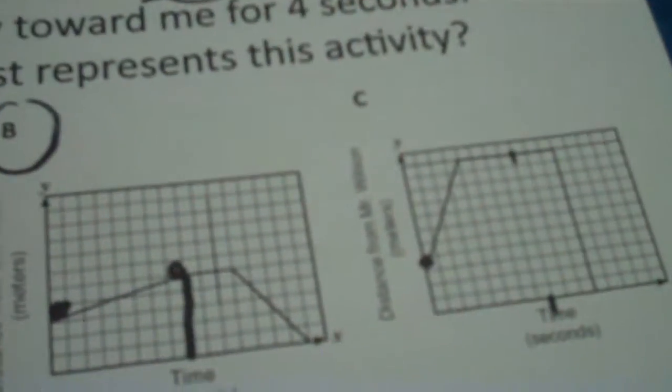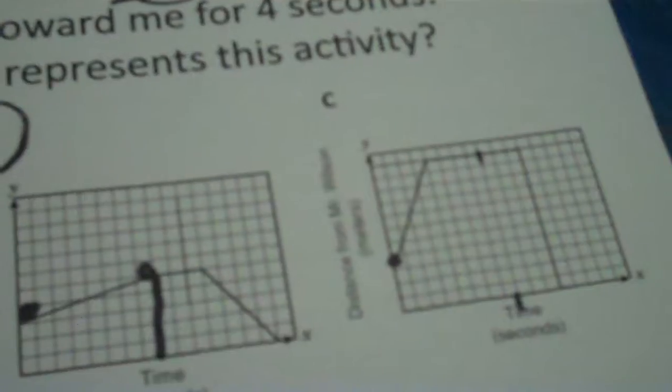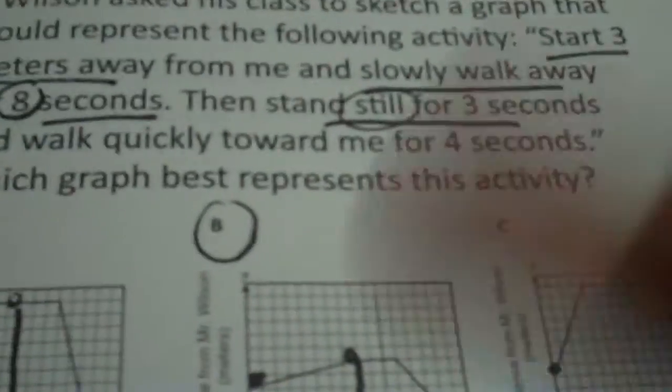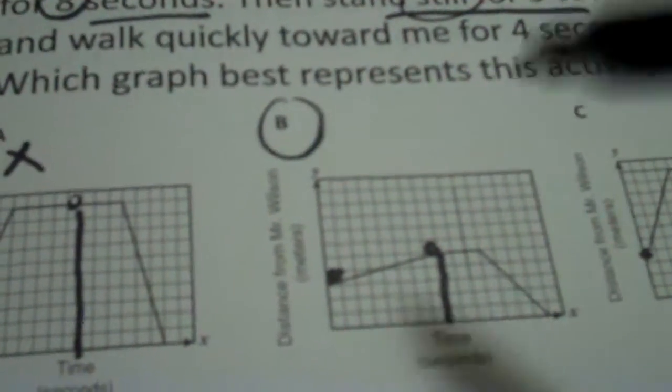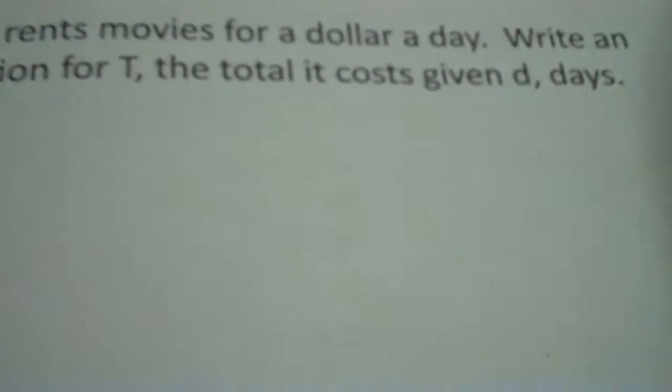Remember, if it's flatter, it's going to be slower, and if it's steeper, it's going to be faster. So if they're running, it'll be kind of steep. If they're walking, it'll be kind of slow. So just some common tips about those kinds of questions. And I know those aren't necessarily easy, but it's better if you have multiple choice options you can eliminate.